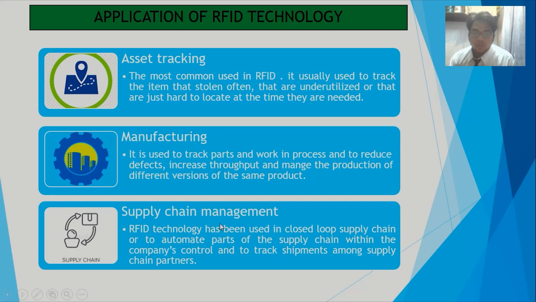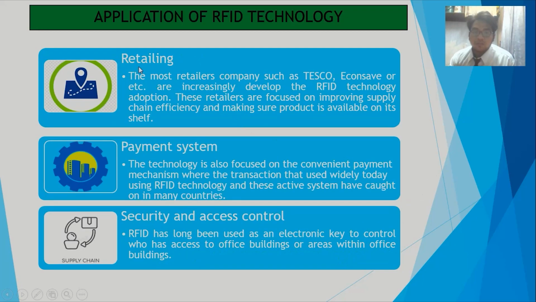Next is supply chain management. RFID technology has been used in closed loop supply chains, or to automate parts of the supply chain within the company's control and to track shipments among supply chain partners. Next is retailing. Most retailer companies such as Tesco, Carrefour or TC are increasingly developing RFID technology adoption. These retailers are focused on improving supply chain efficiency and making sure product is available on the shelf.